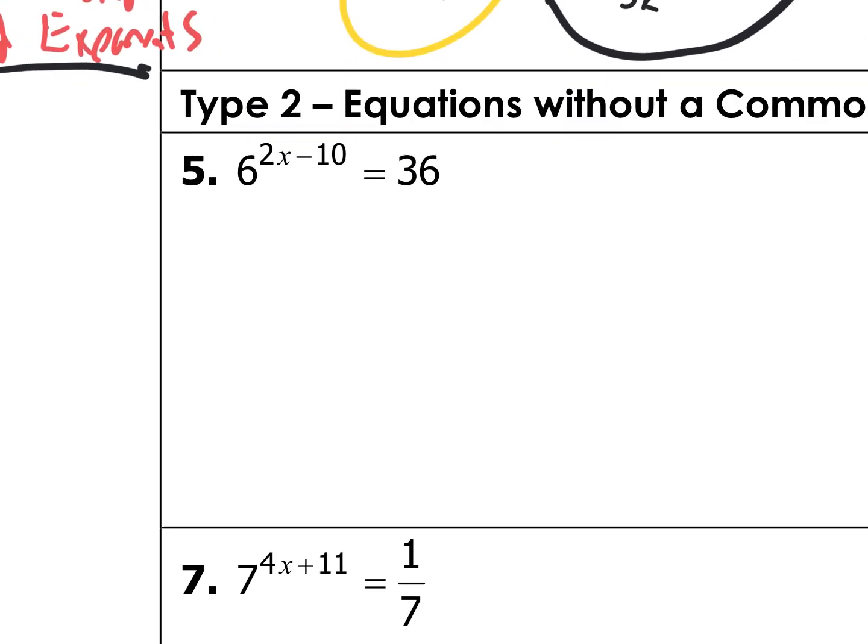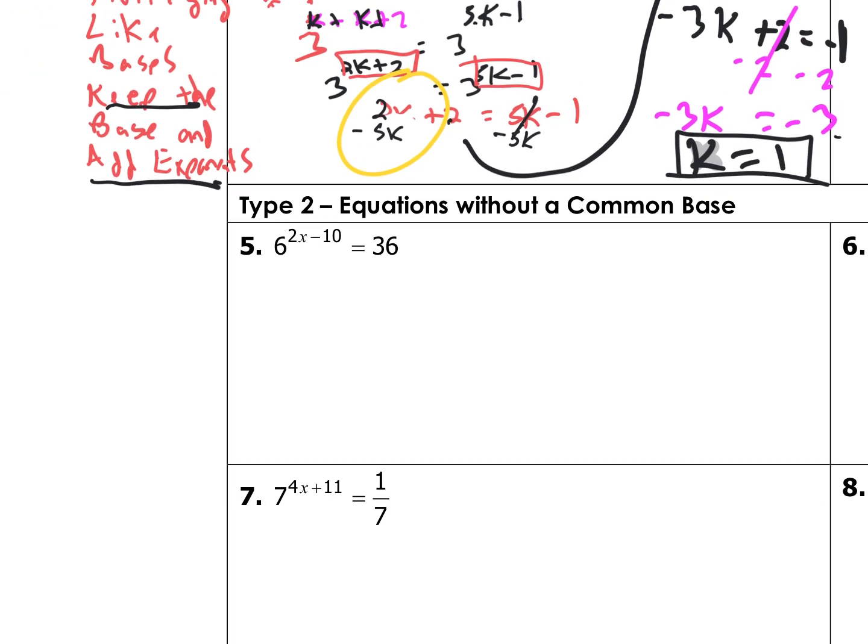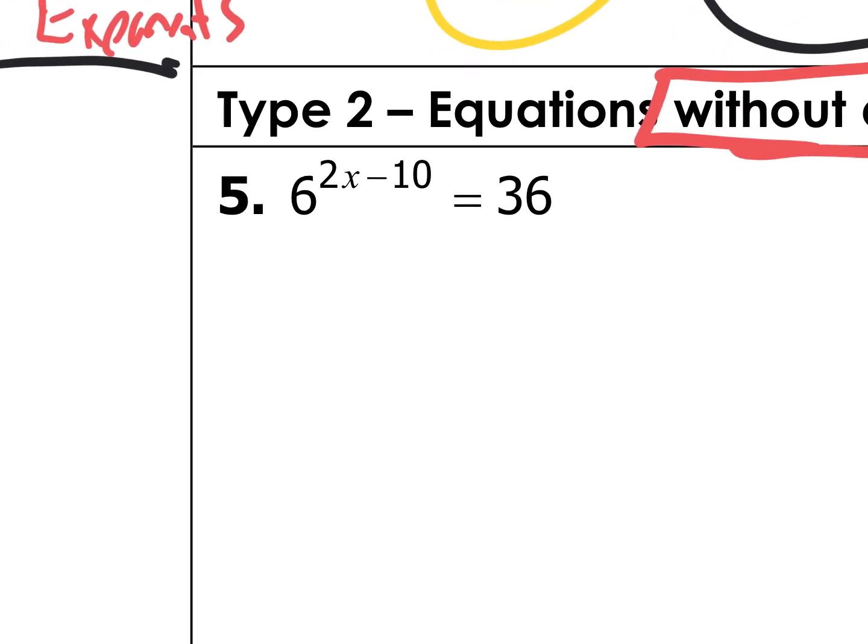Look at number 5. These equations do not have a common base. So what you want to do, you want to light a candle, say a prayer, and ask yourself, can the bases be made the same? Is there another way of writing a 36? 6 times 6. You are so good. But can you make me an exponent? 6 to the what?